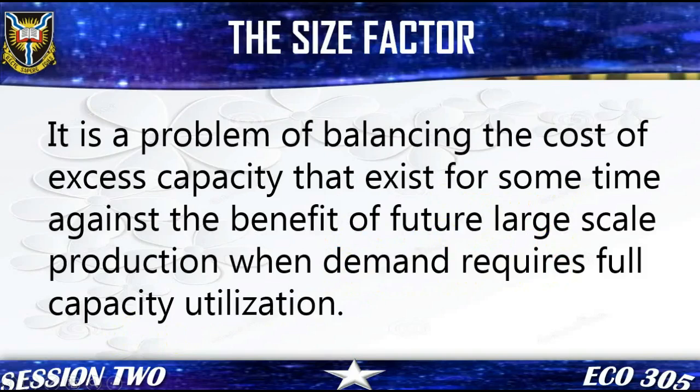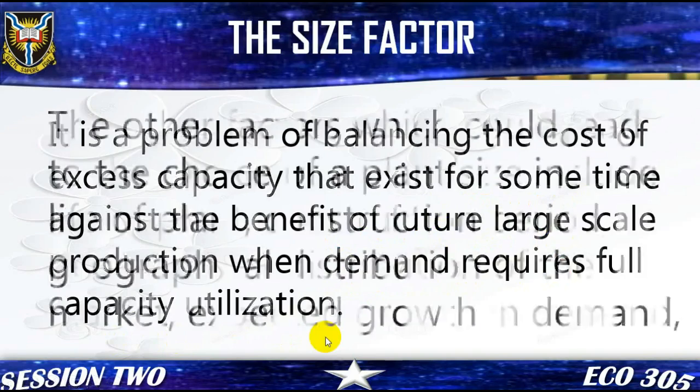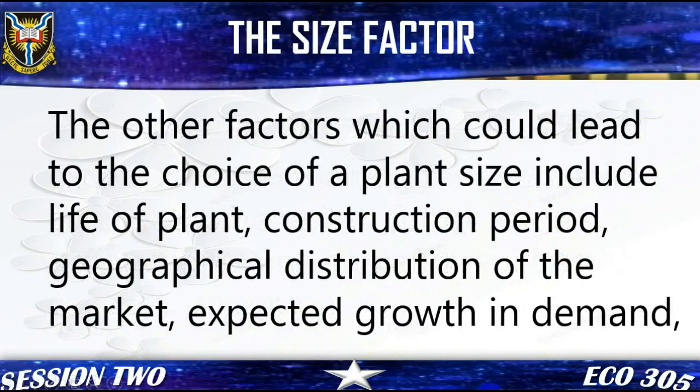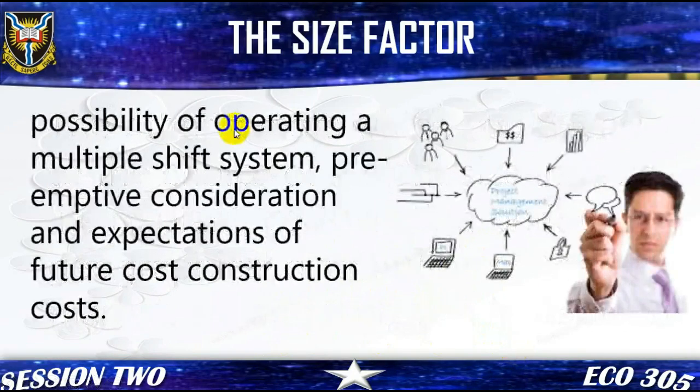There are other factors which could lead to the choice of a plant size that does not promise the lowest average cost. Such factors include life of plant, construction period, geographical distribution of the market, expected growth in demand, possibility of operating a multi-shift system, and preemptive considerations.